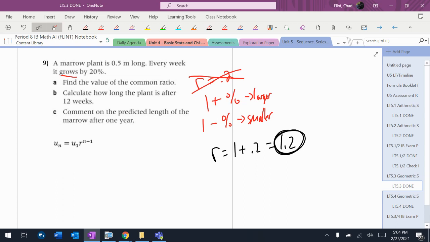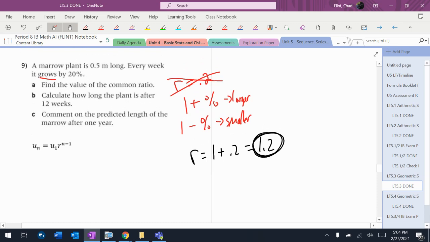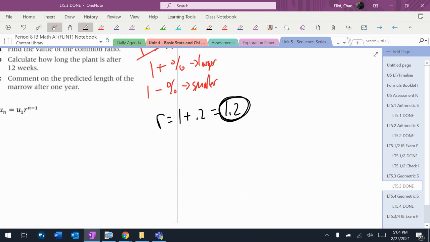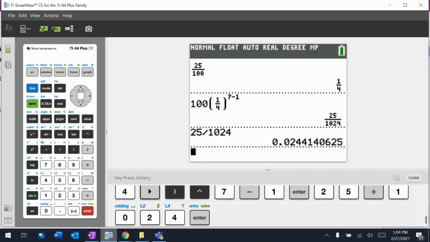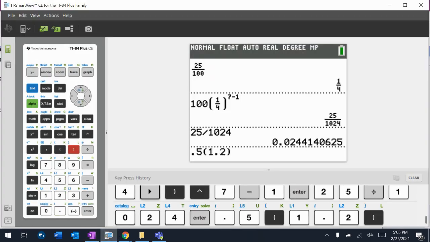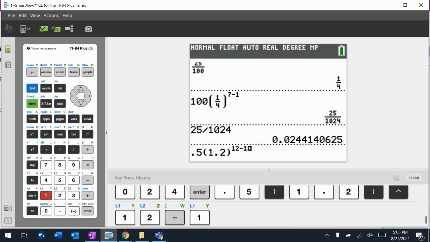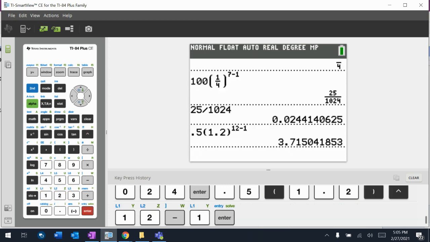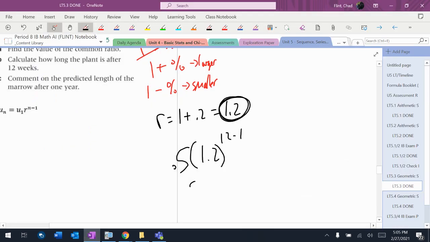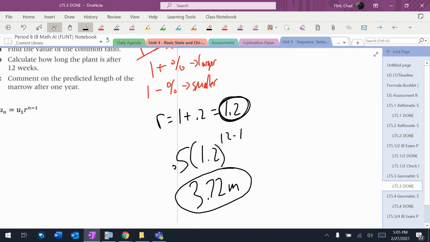It says calculate how long the plant is after 12 weeks. Every week it grows by 20%. So I've got my formula and everything. U1 is 0.5 times 1.2 to the 12 minus 1. Again, use 3 significant figures. So 3.72 meters tall after 12 weeks.